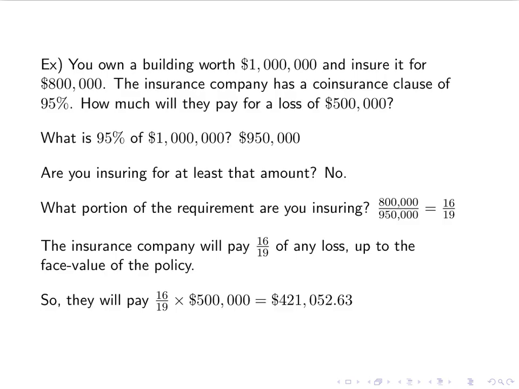$421,052.63. So again, this idea of co-insurance is that the insurance company will pay this much. The business has to pay the rest. So they're both kind of insuring the building. Okay. So again, it's really important that you remember where this fraction is coming from, what you're insuring over what you're supposed to be insuring according to the co-insurance clause, not what the building is worth. Okay?